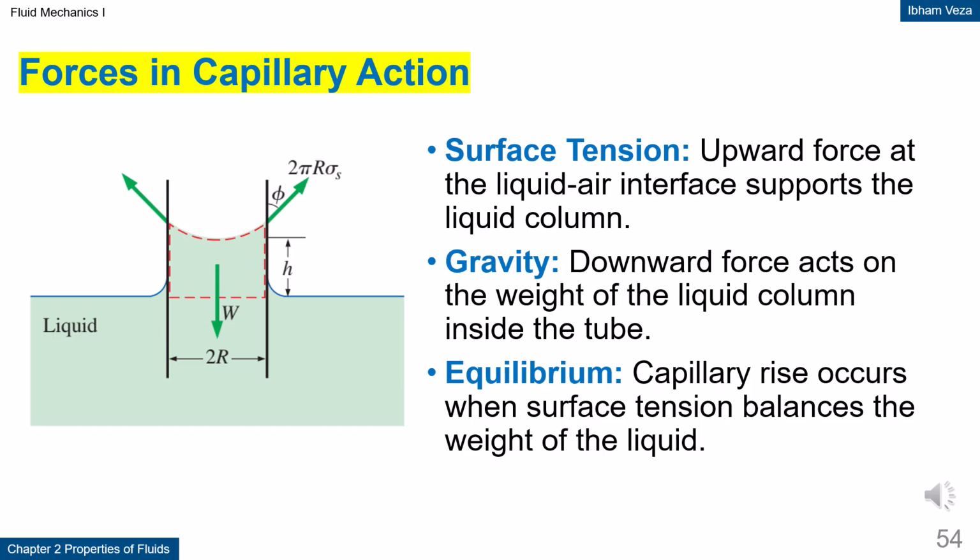Forces in capillary action. Capillary rise occurs because of the upward force due to surface tension along the tube perimeter. This force must balance the weight of the liquid column inside the tube. At equilibrium, the upward force equals the downward weight force. From this balance, the capillary rise height can be derived mathematically. This concept shows the direct relationship between surface forces and gravity.